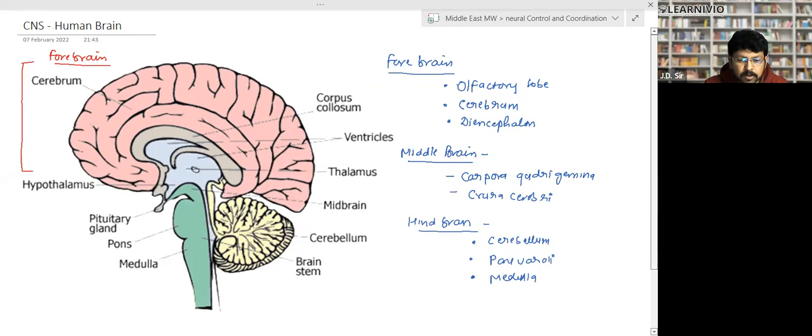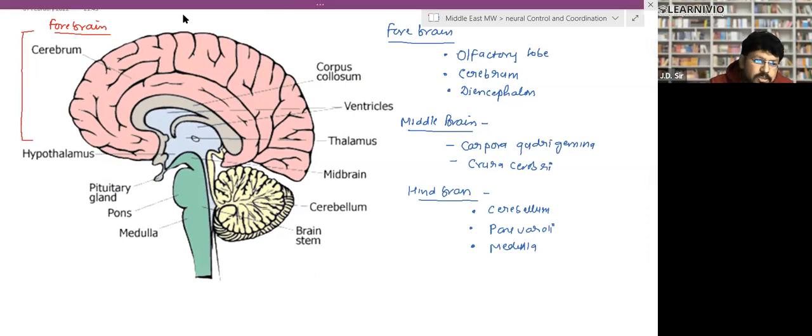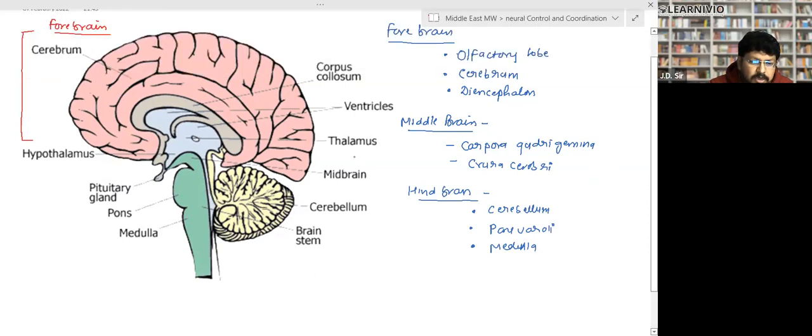Right? This is the medulla. Look, this upper part is called forebrain, and this is the middle part, and the hindbrain is made up of three parts. This is clearly visible over here. This is the midbrain, and this part is called pons. Pons is part of hindbrain, and this is the medulla oblongata, and this is the cerebellum.